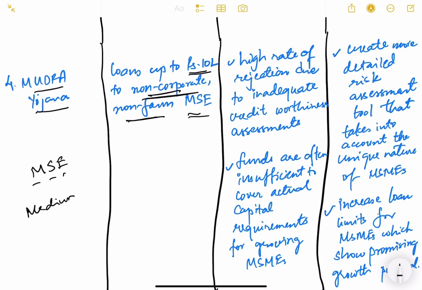So medium is not included in most of the schemes, because we want to support these micro and small enterprises so that they can grow and become medium. Most of our industry in the MSME sector is actually MSE. So what Mudra Yojana does is offer loans up to rupees 10 lakh to non-corporate, non-farm MSEs.